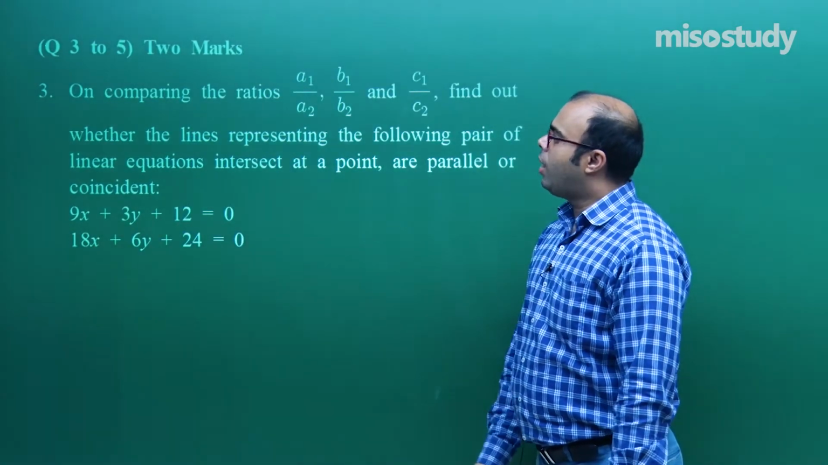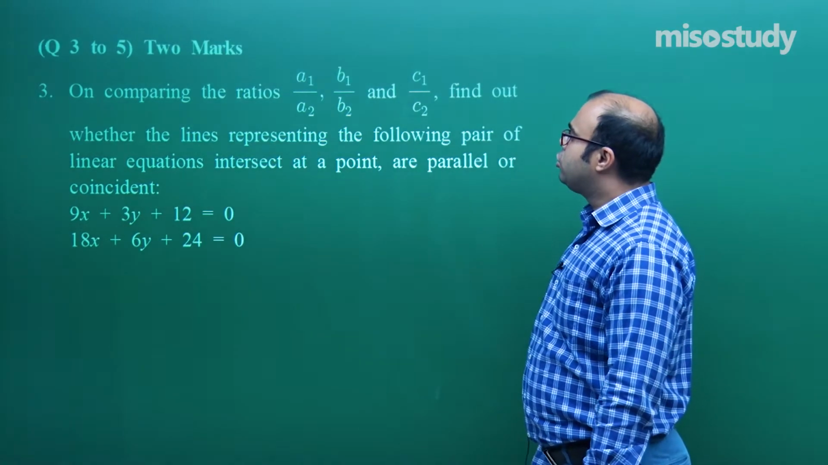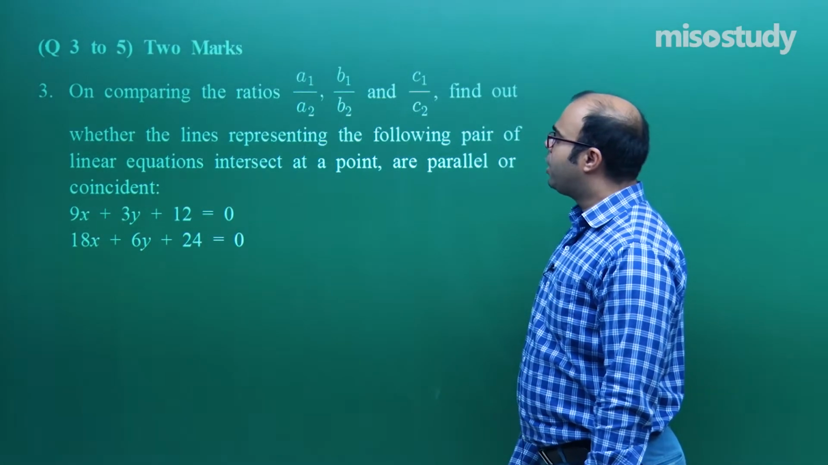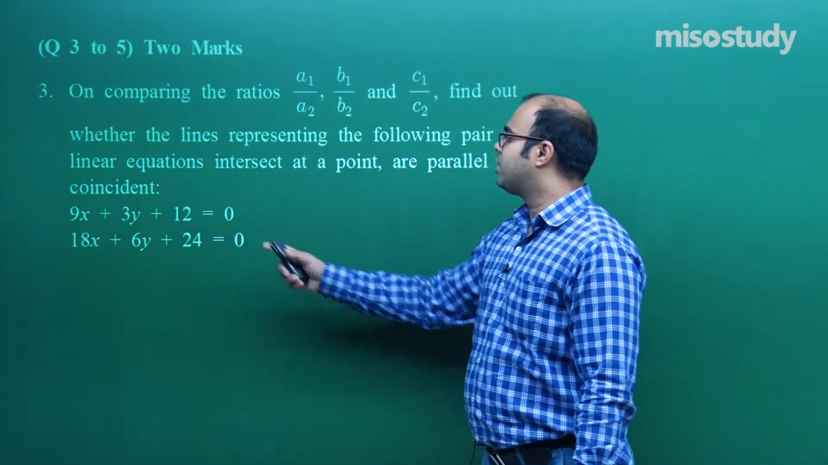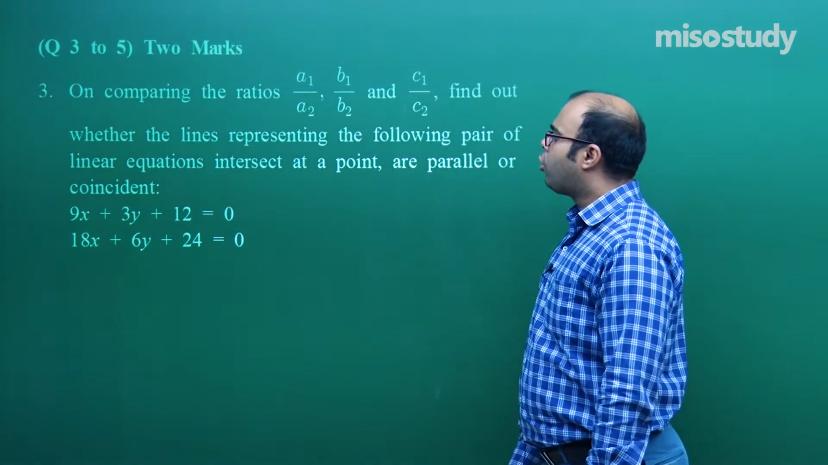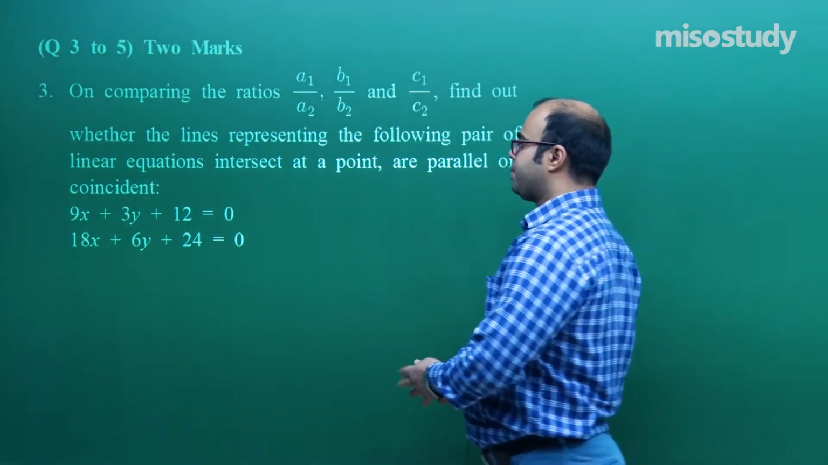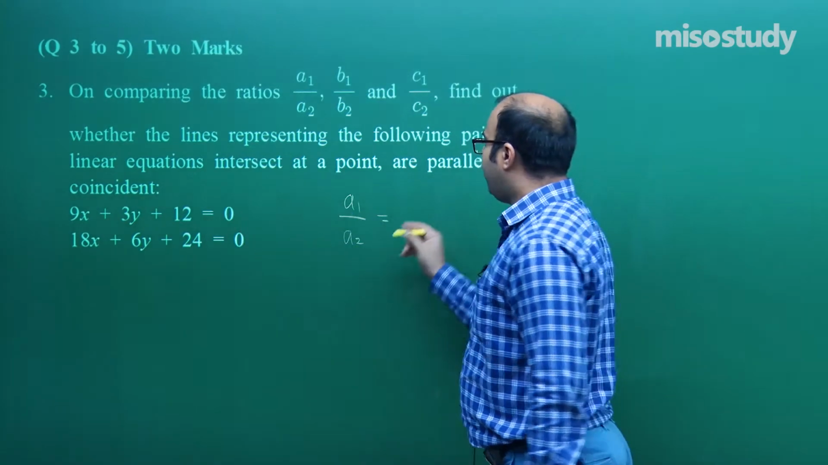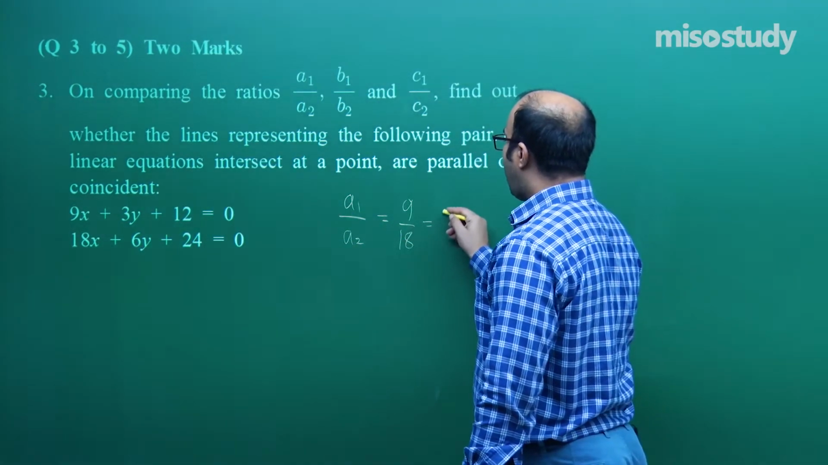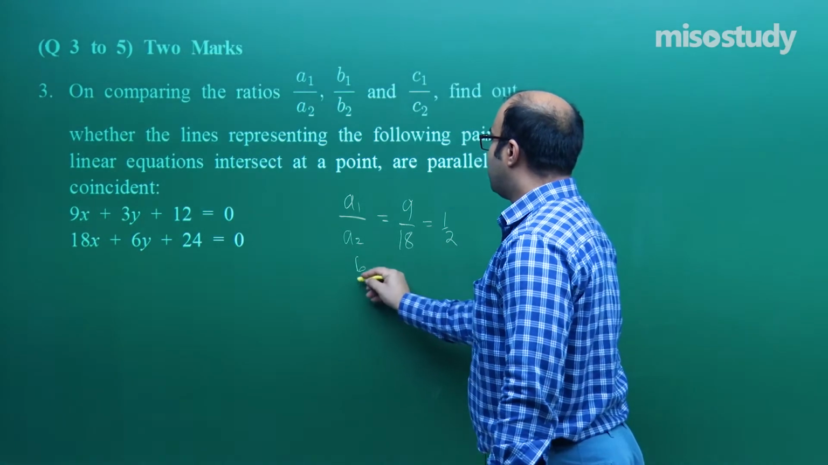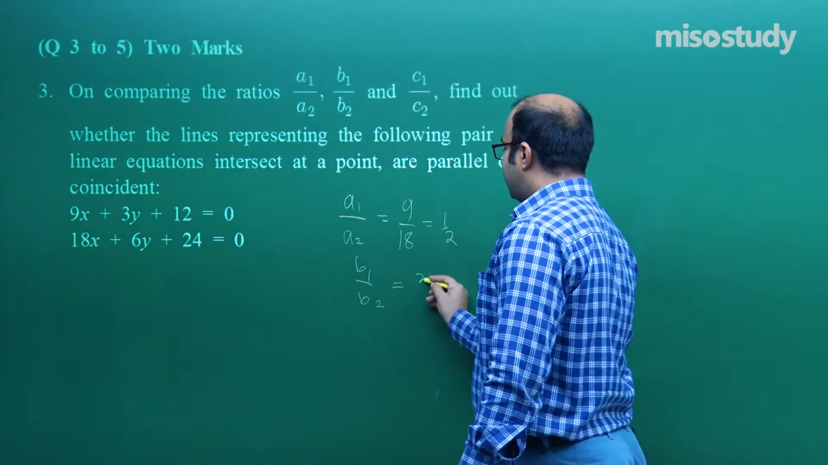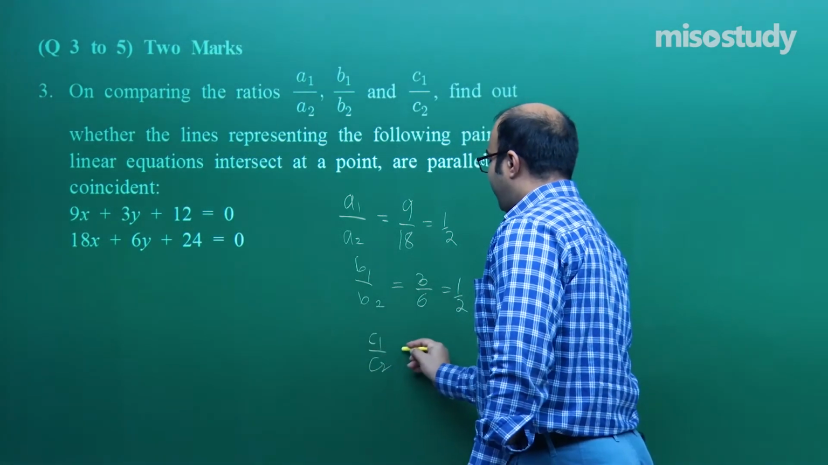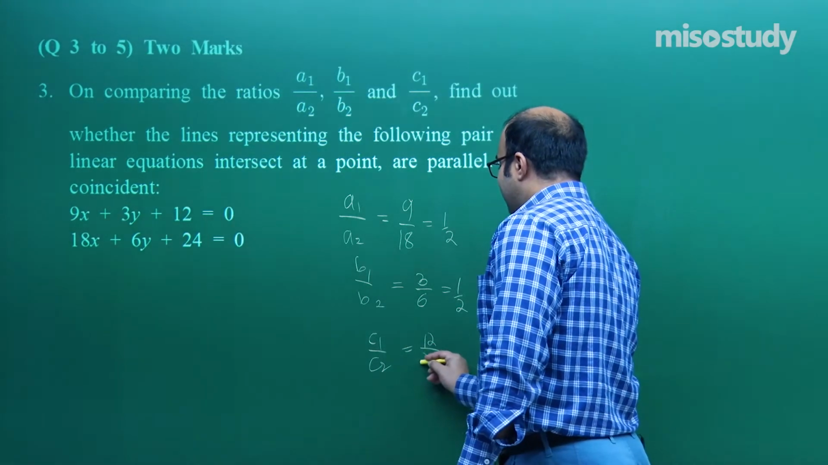Let us come to a 2-mark question, third question. On comparing the ratios a1/a2, b1/b2 and c1/c2, find out whether the lines representing the following pair of linear equations intersect at a point, are parallel or coincident. So which situation is this? If we write a1/a2, what is a1/a2 here? That is 9/18, which is going to be half. If I write b1/b2, what is that value? That is 3/6, that is also half. And if I take c1/c2, what is that value? 12/24, that is again half.